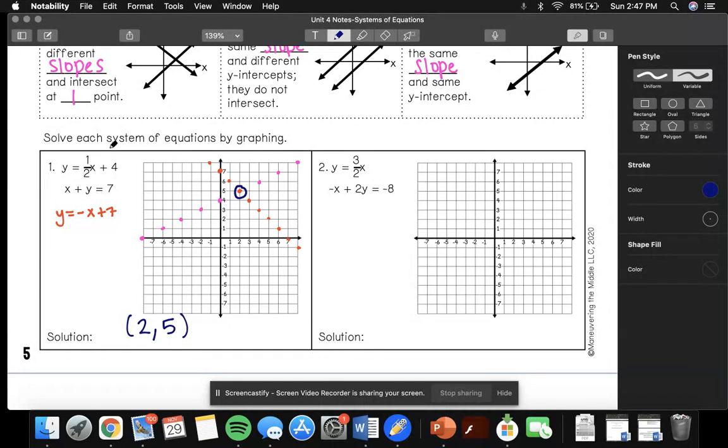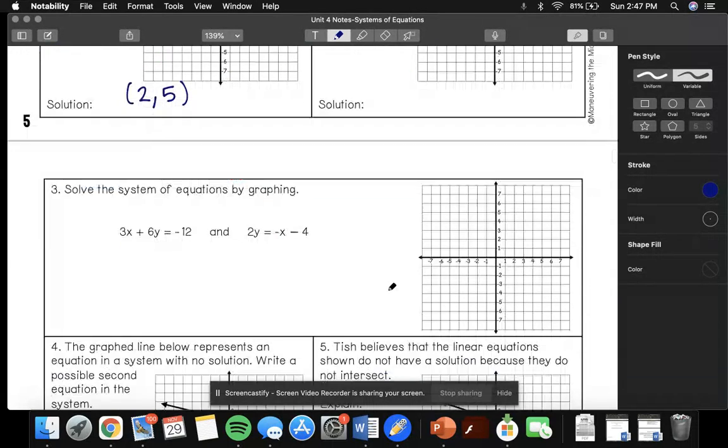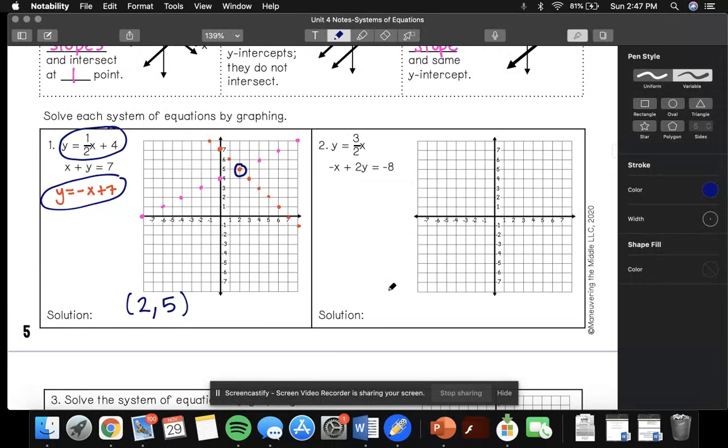Something to notice is if I just look at these two equations, they have different slopes. If they have different slopes, that means they're going at different steepnesses, so eventually they will cross no matter what. Okay, go ahead and try number 2. Hit pause, and then whenever you're done, hit unpause and see if you get it right.